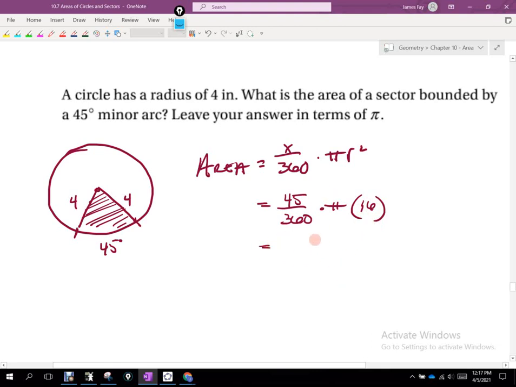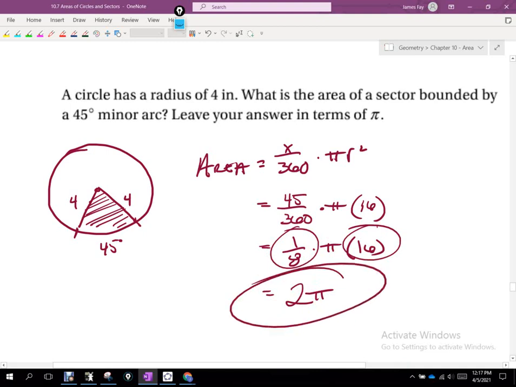What's 45 out of 360? 1/8 times pi times 16. That number there and that number there work best together. What's 1/8 of 16? 2. So 2 pi inches squared would be the area of that shaded region. Is this something that we can do?